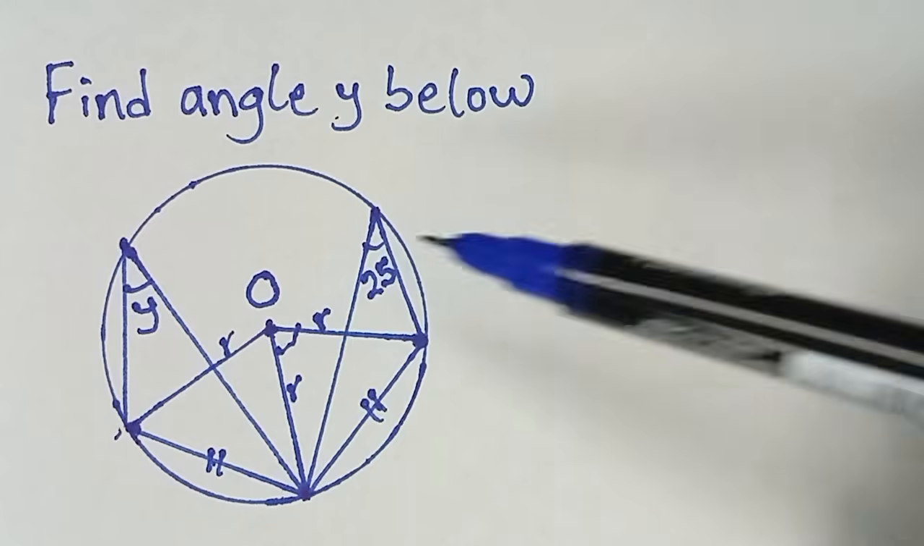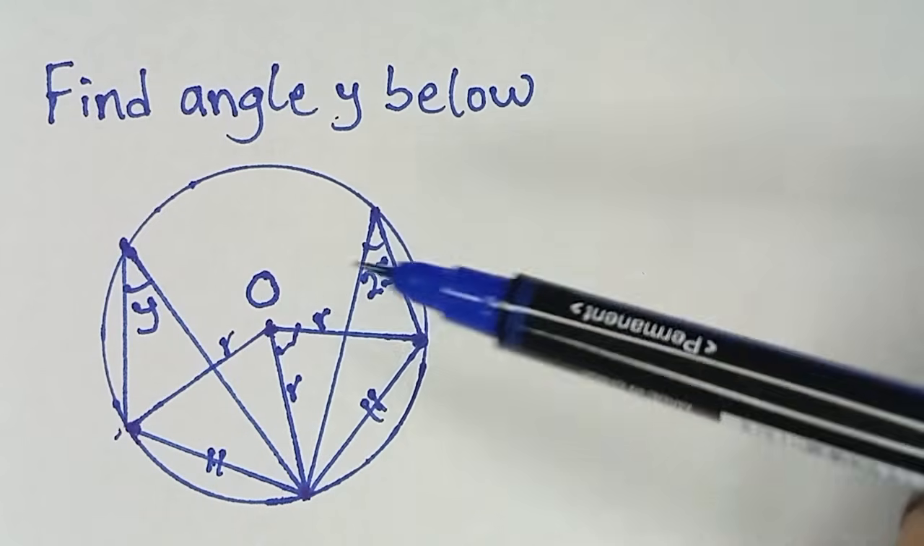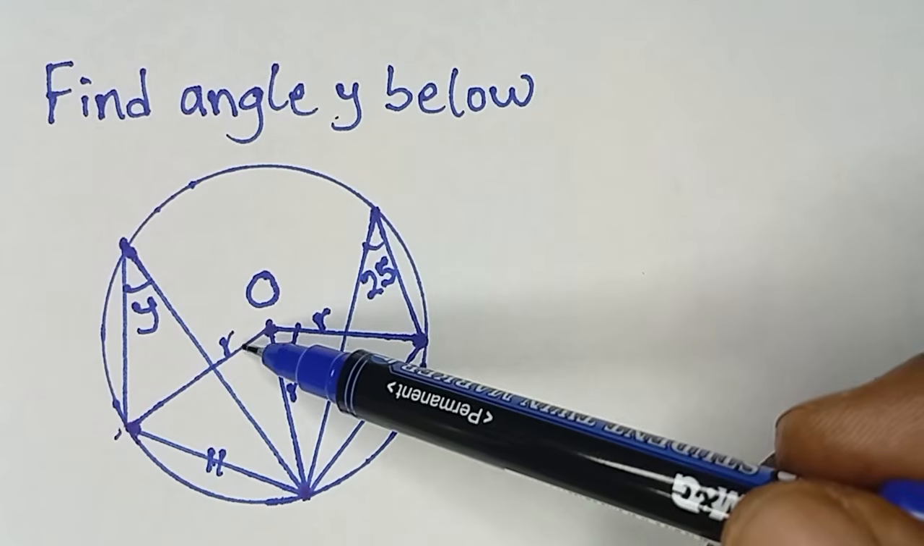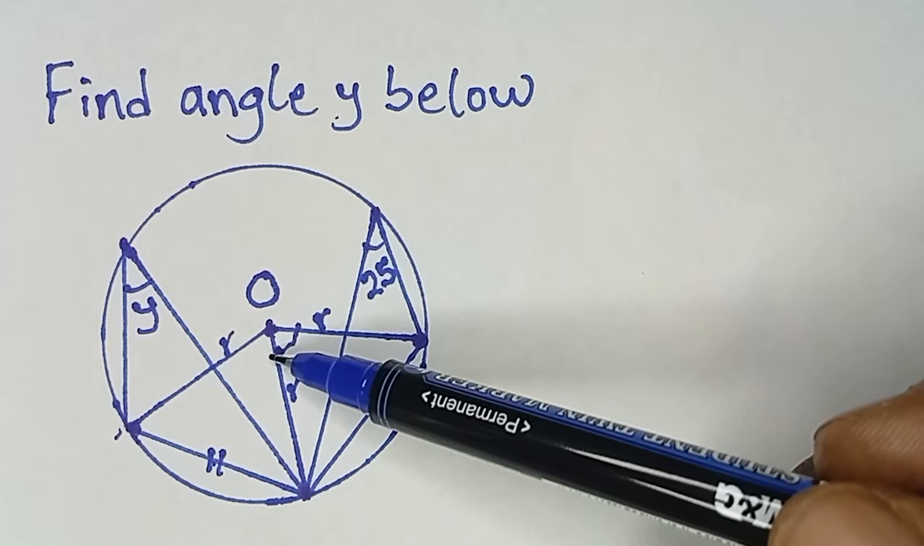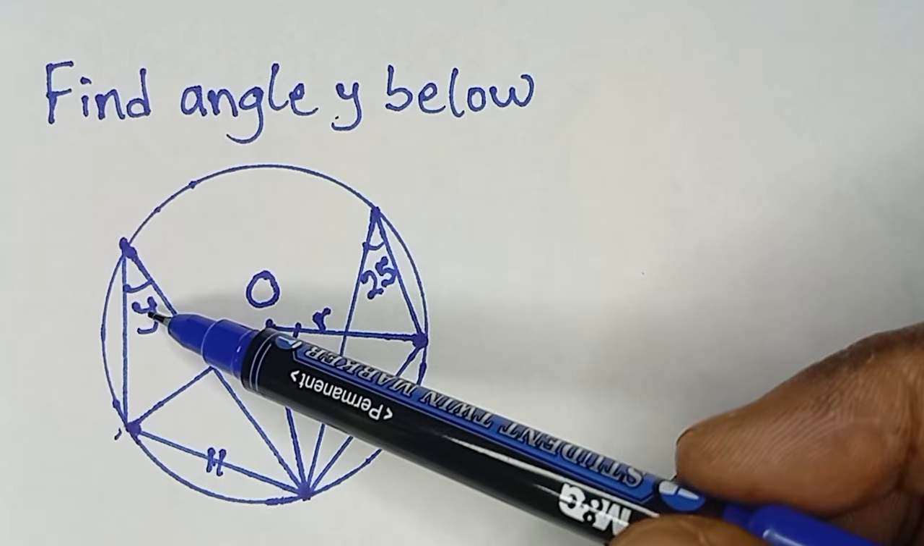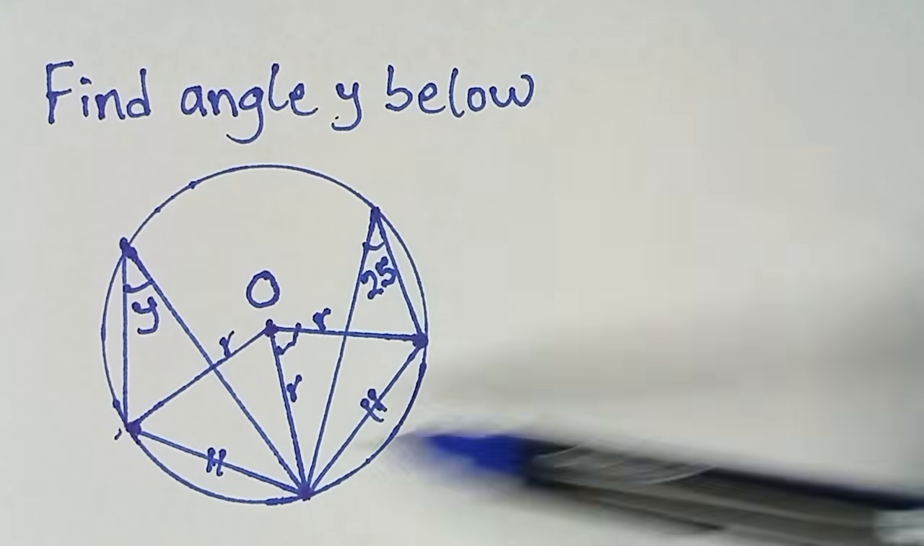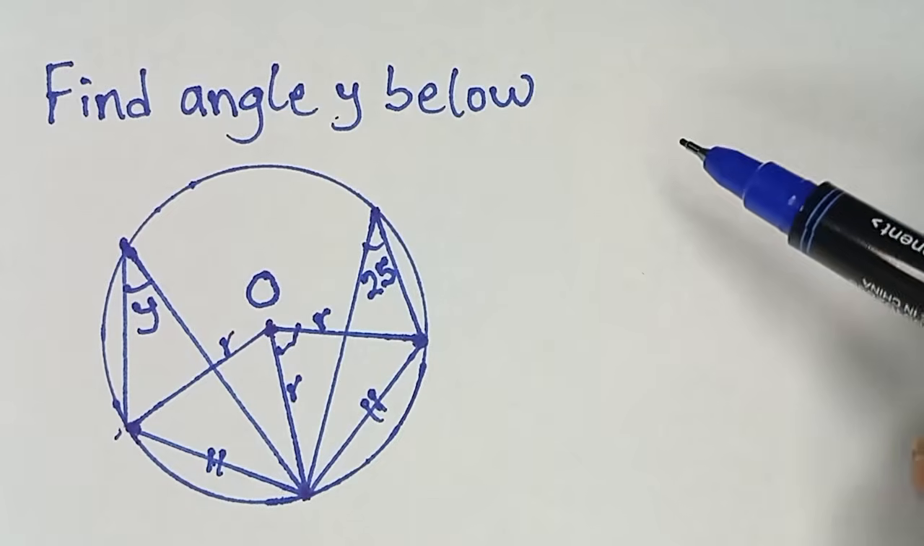But in that case, what some students will now do is to get this angle here, and then when they divide it by 2, they now get the value of y. But I don't want us to take that route. Let's take the short method.